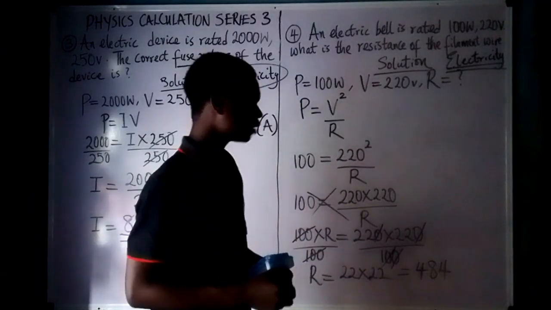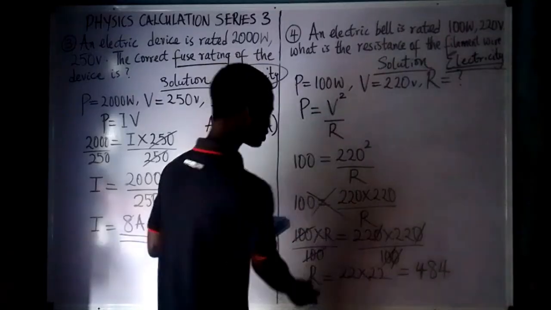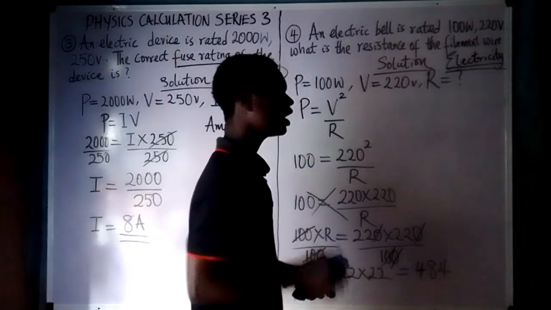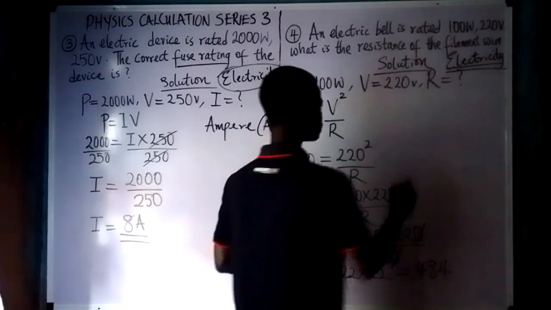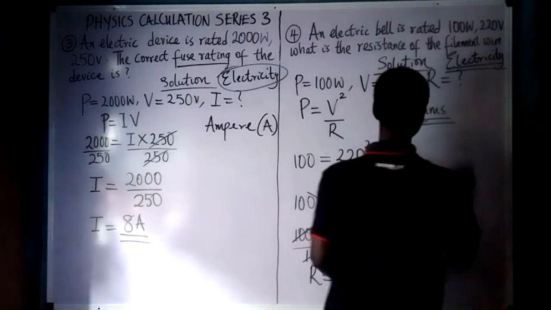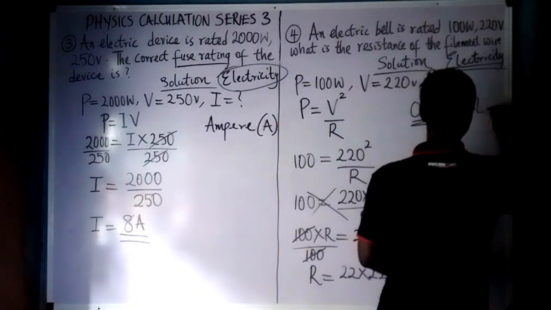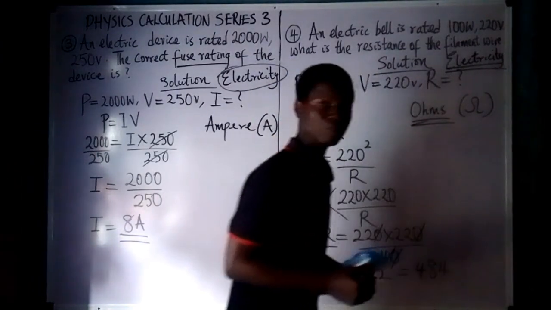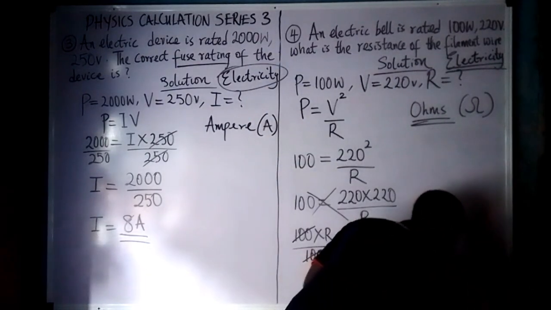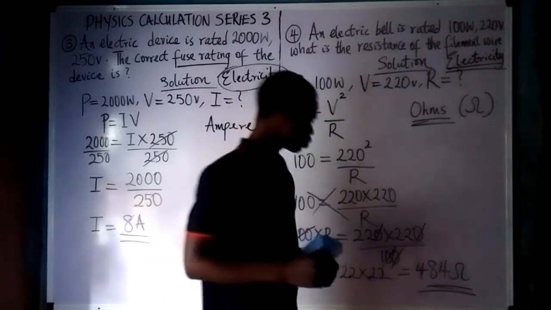484. Now do we stop there? No. We have to add the unit for resistance. And in physics, the unit for resistance or electric resistance is ohms. This is the unit for resistance, and the symbol for it is this sign. So when we are done, we add the sign to it. And that is the answer to this very question.